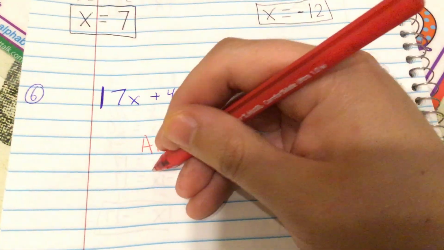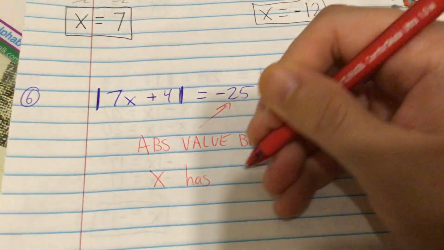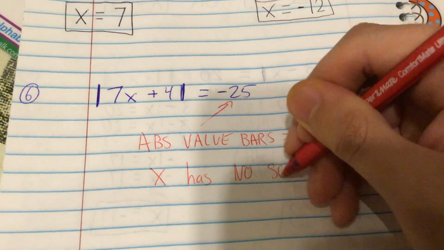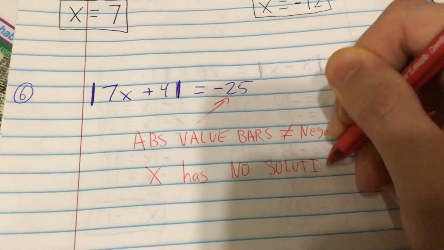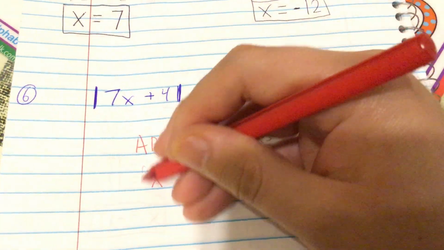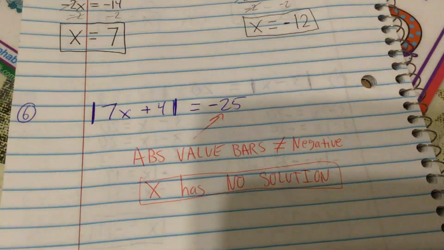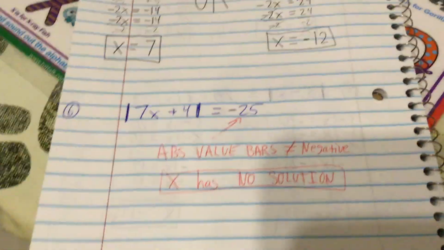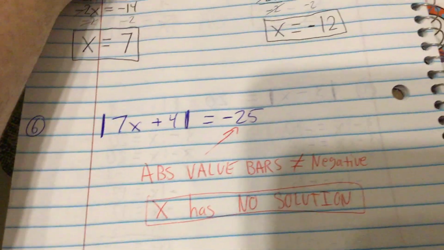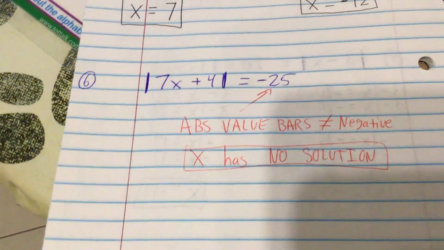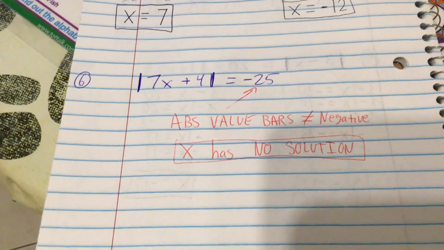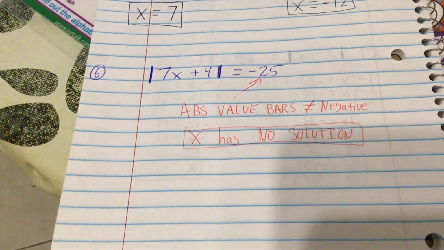This has no solution. There's no way for an absolute value to generate a distance of negative 25. I can't gain gasoline by going in reverse in my car. I'm still going a distance. So if the absolute value bars are equal to a negative output, there's just no solution.